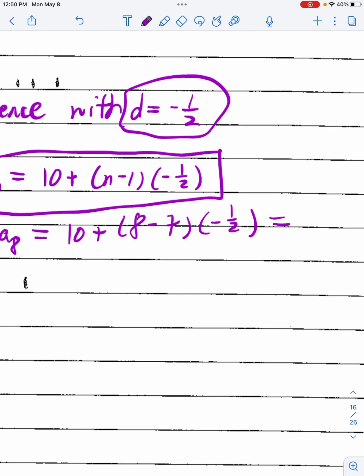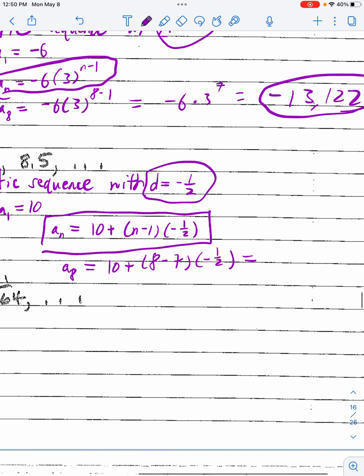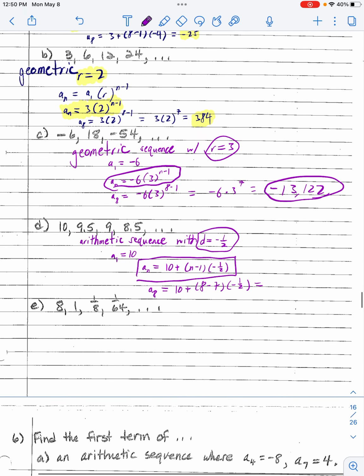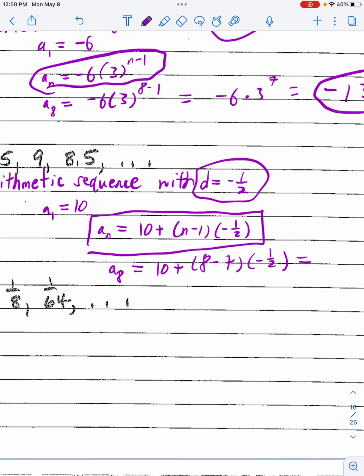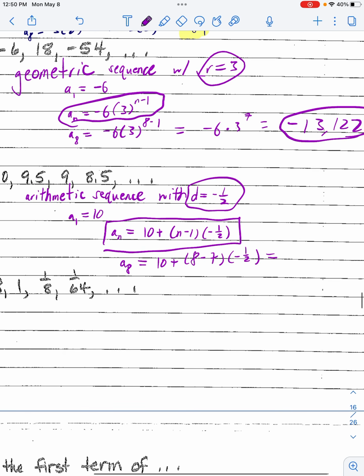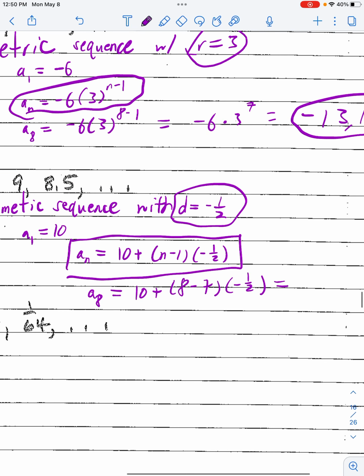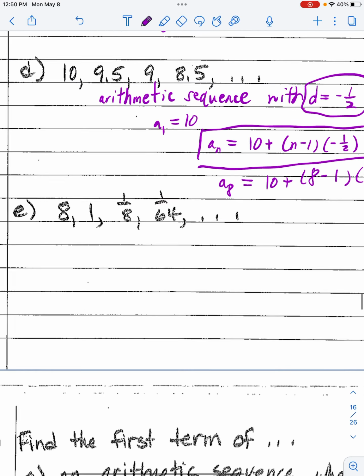That doesn't seem right. What did I do wrong? The eighth term. Oh, I did 8 minus 7 here instead of 8 minus 1. Jeez. Okay, let's do that. 10 plus 8 minus 1 times negative 0.5 gives me 6.5. Okay, so there's my eighth term right here.